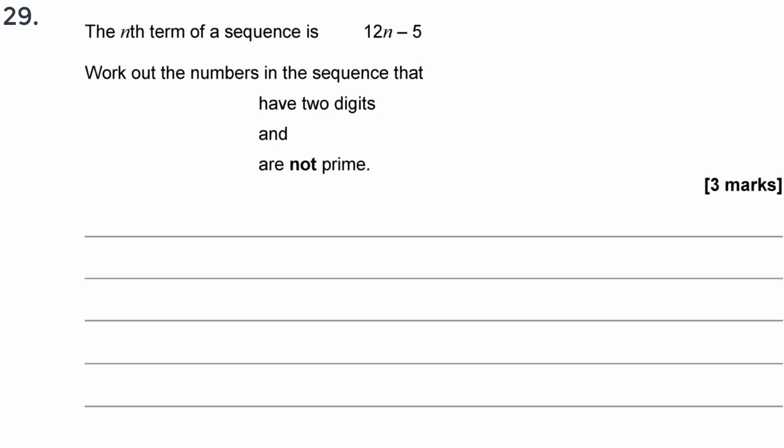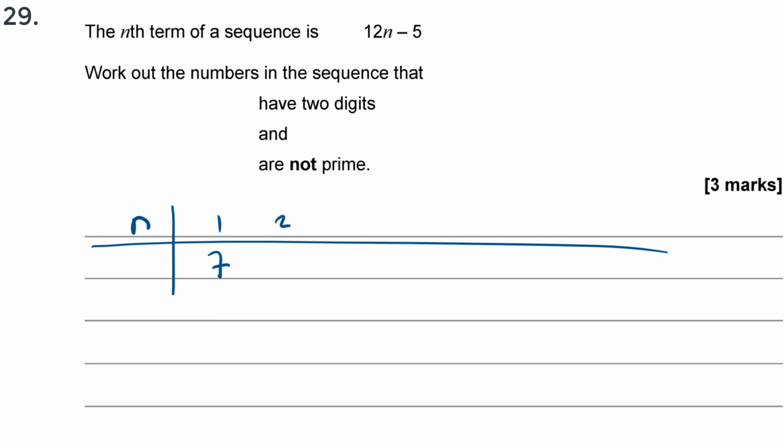Okay, so why don't we just try listing some of these numbers out. When n is 1, I'm going to have 12 lots of 1 minus 5. 12 lots of 1 is 12. Take away 5 is 7 then, isn't it? And then when n is 2, so that's not got 2 digits, but when it's 2, it's 24 minus 5, which is 19. N is 3. 12 times 3 is 36, minus 5 is 31. 4 12s are 48, subtract 5 is 43.